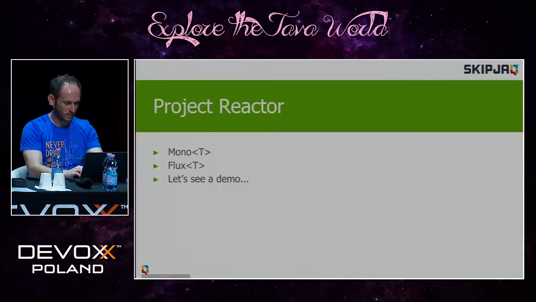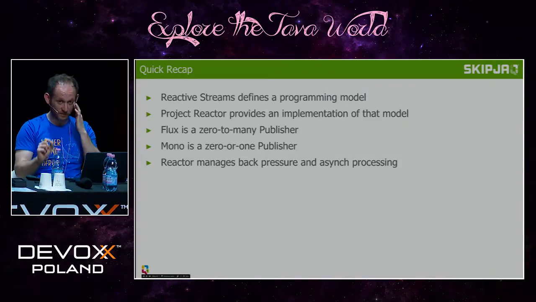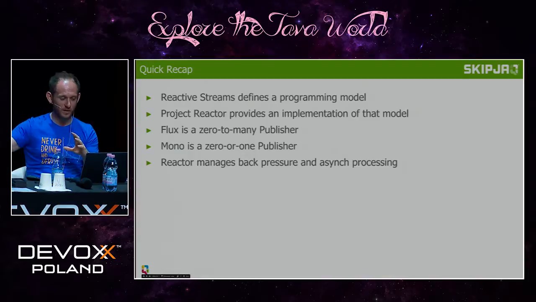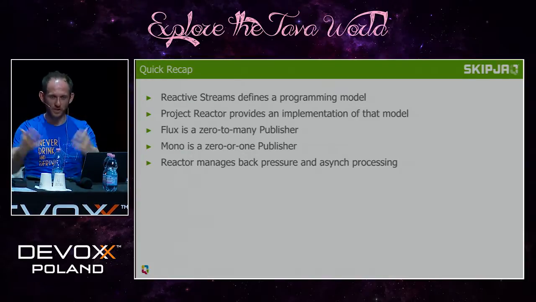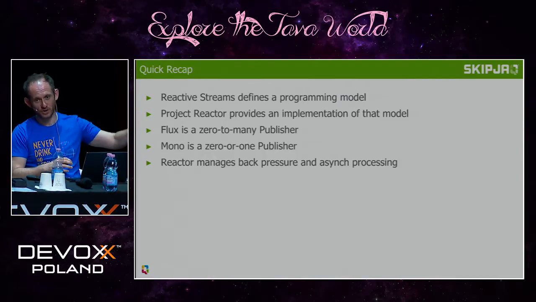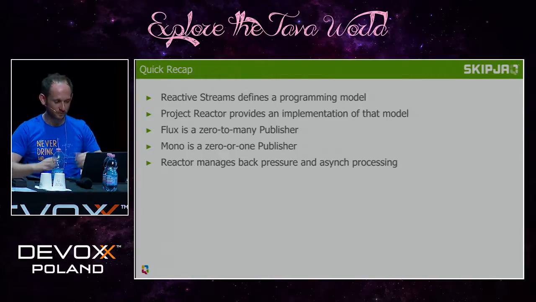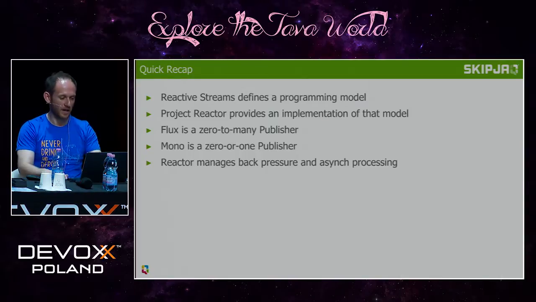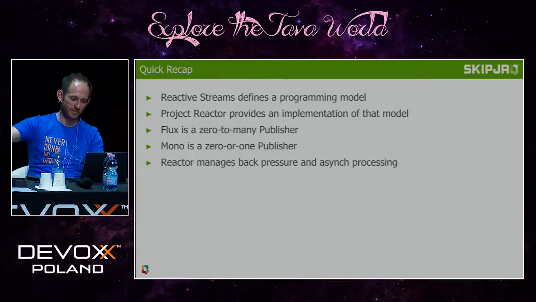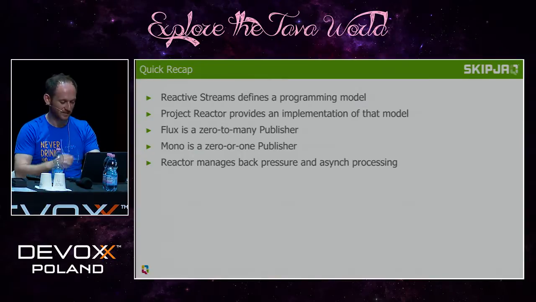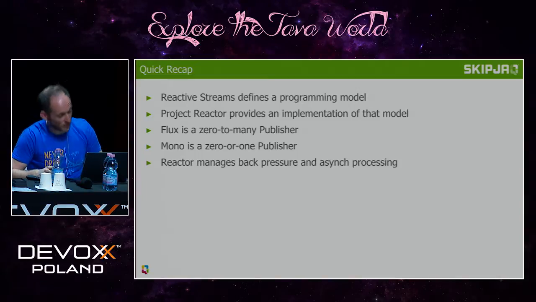So before I do that, I want to be very, very clear. Reactive Streams is the model. It's kind of the interfaces. So you're thinking in terms of streams, in terms of reactive streams. Project Reactor is just one implementation. There's also Akka. There's also RxJava. And if we're using Reactor, we have Flux for 0 to many, and we have Mono for 0 or 1. And it's Reactor itself that manages the back pressure, and it's Reactor itself that manages the asynchronous processing. So let's actually see this in real action.